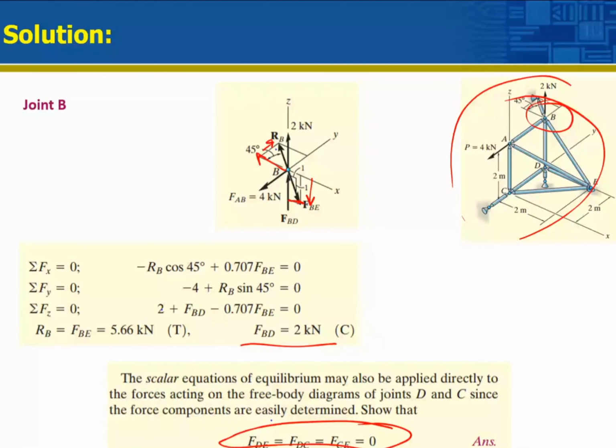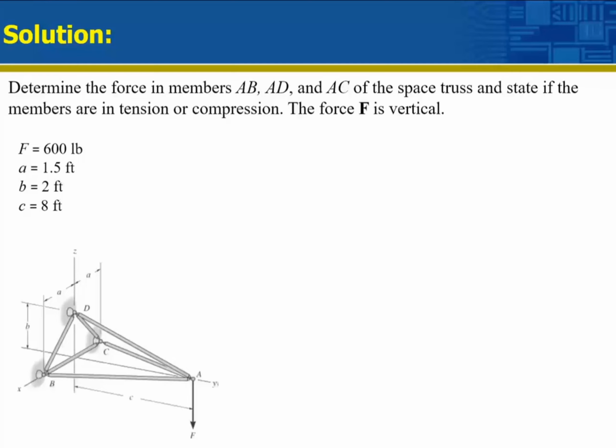As the last one, determine the force in member AB. That's my AB. AD, that's my AD. And AC, that's my AC here. Of the space truss, and state if the member attached is vertical. Where is that? That's an active force W. So common sense tells me I should not draw the free body diagram of D. I can do the free body diagram of D, B, C, but it becomes a lengthy calculation. It's obvious I should draw the free body diagram of pin A, because then I will have three member forces and one active force on pin A.